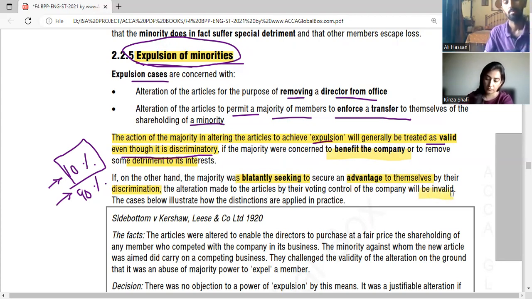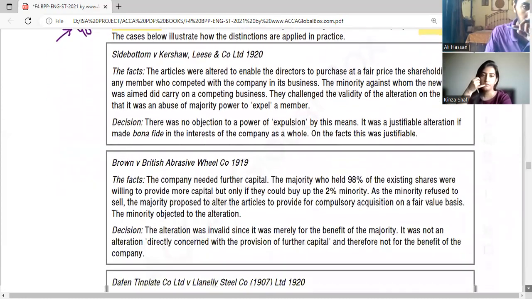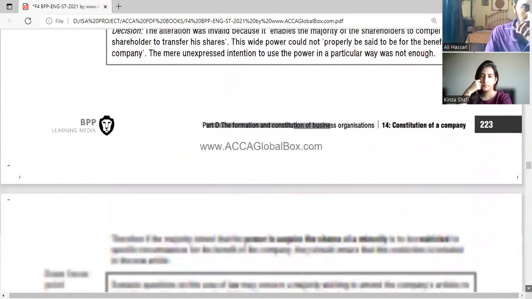तो ये दोनों अहम मुद्दे सामने आ गए. कौन से? पहला मुद्दा कि कब वैलिड ट्रीट किया जाएगा और कब इनवैलिड ट्रीट किया जाएगा. क्लियर? Ali, is it clear to you?